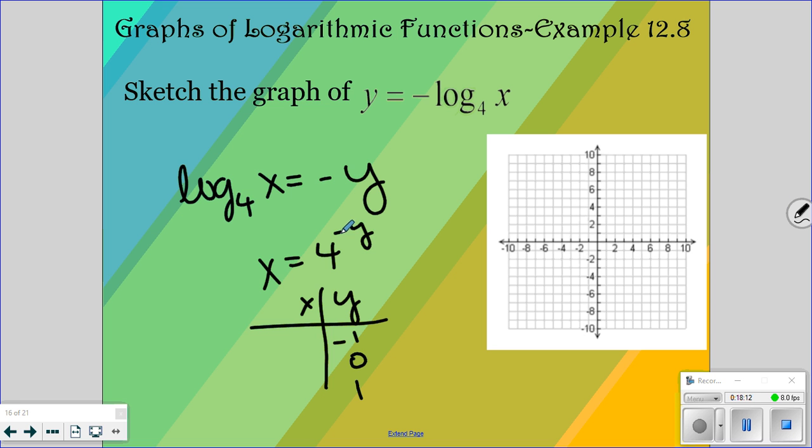4 to the -(-1) would be 4 to the 1, which is 4. 4 to the -0 is just going to be 1. And then 4 to the -1 is going to be 1/4, so 0.25. So now we can graph this one. 4, -1, 1, 0, and then 0.25, 1. So it's an exponential. It's going this direction.